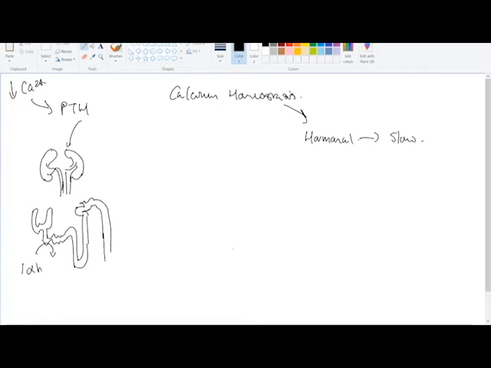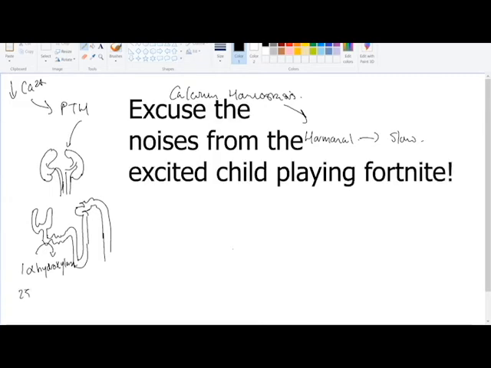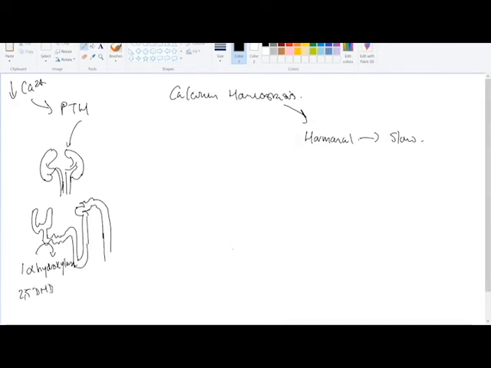1-alpha hydroxylase, and that 1-alpha hydroxylase is going to convert 2,5-dihydroxyvitamin D to 1,2,5-dihydroxyvitamin D, which we will deal with later. Secondly, it is going to cause an increase in calcium reabsorption in the distal convoluted tubule, and it is going to cause the increase in secretion of phosphate. So it is going to stop the proximal convoluted tubule from reabsorbing phosphate.